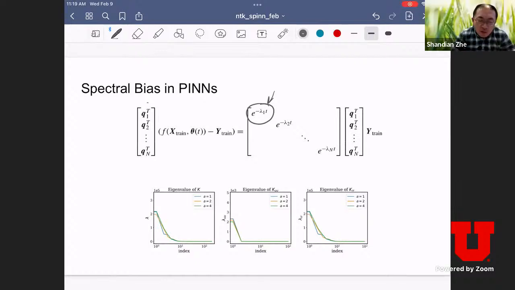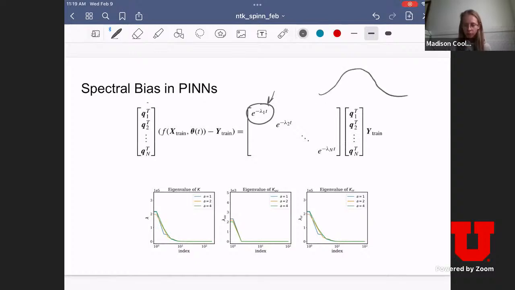But how does it relate to the high frequency and low frequency? So there was a prior work that they cite that finds that the eigenvalues that are larger are associated with lower frequency components, and eigenvalues that are smaller are associated with the higher frequency. This means that the lower frequency components of the target function converge very quickly. But if your function has any sort of high frequency components, they'll be very slow to converge.